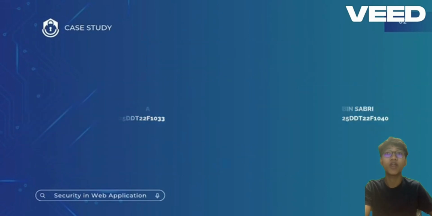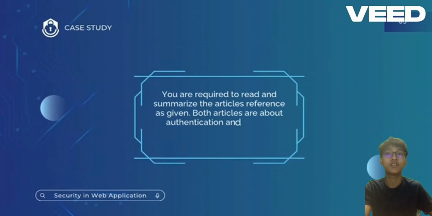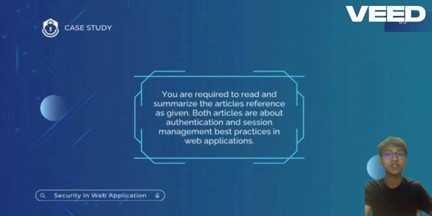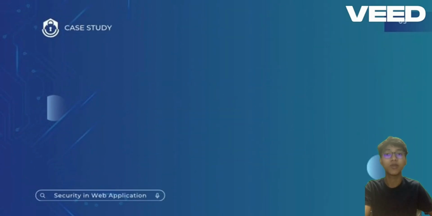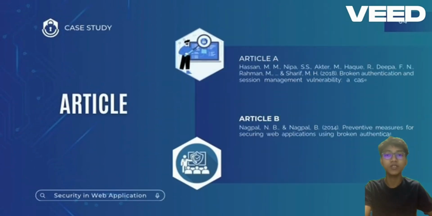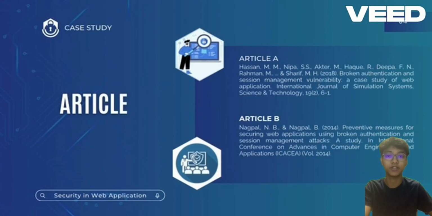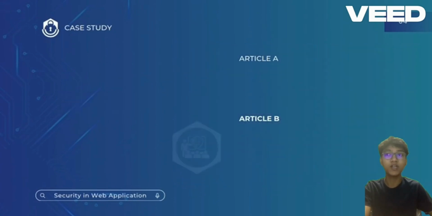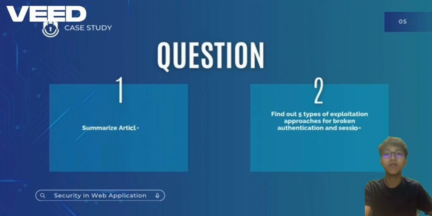So we are required to read and summarize the article references as given. Both articles are about authentication and session management best practices in web applications. So we got 2 articles, and we need to answer all of the questions. For question 1, I will present a summary of article A and find out 5 types of exploitation approaches for broken authentication and session management vulnerability in article A.